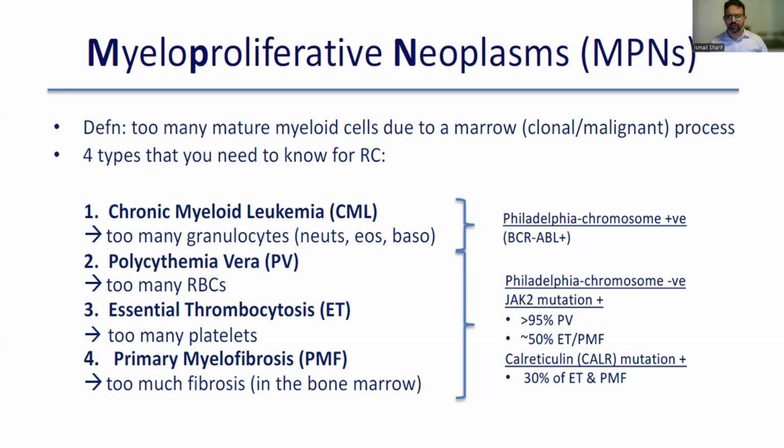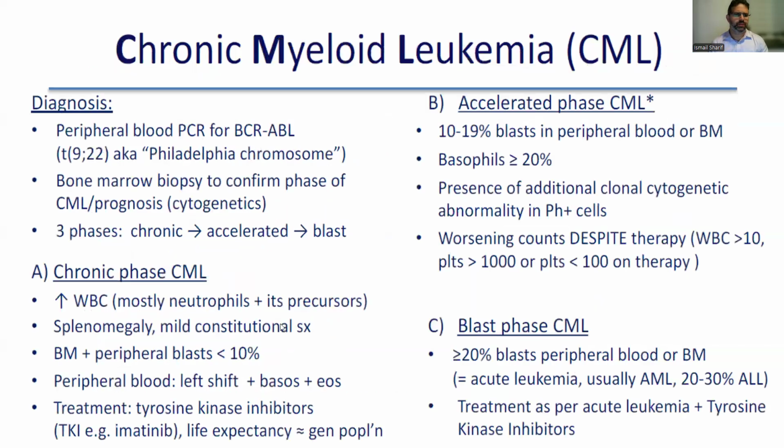And basically, for those patients, they don't have the Philadelphia chromosome, but they might have the JAK2 mutation, or another mutation to consider is the CALR mutation. It's found in about 30% of patients with ET and primary myelofibrosis. Okay, let's take them one at a time.